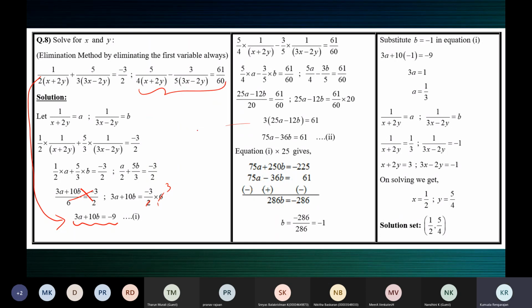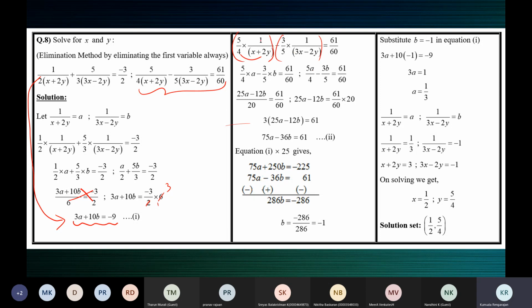Do the same thing for the second equation. The equation is in x and y. You need to use a and b and reconstruct this equation using the variables a and b. So again, the same thing, split it up like this.